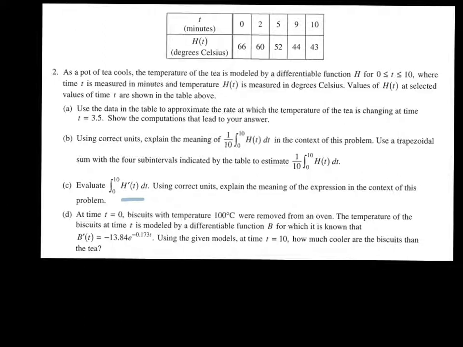You have again your initial temperature. In this case, the initial temperature is 100 degrees Celsius, as when it's being taken from the oven, and they're telling you how the temperature is changing using this function right down below. And so we want to use that model to determine after 10 minutes how much cooler the biscuits are than the tea.